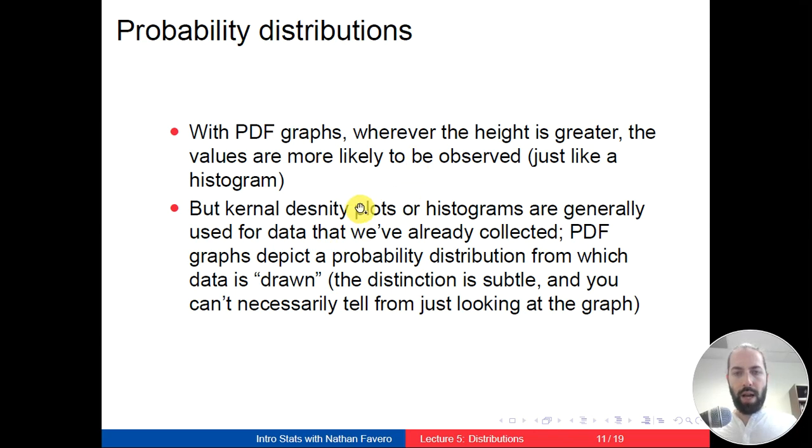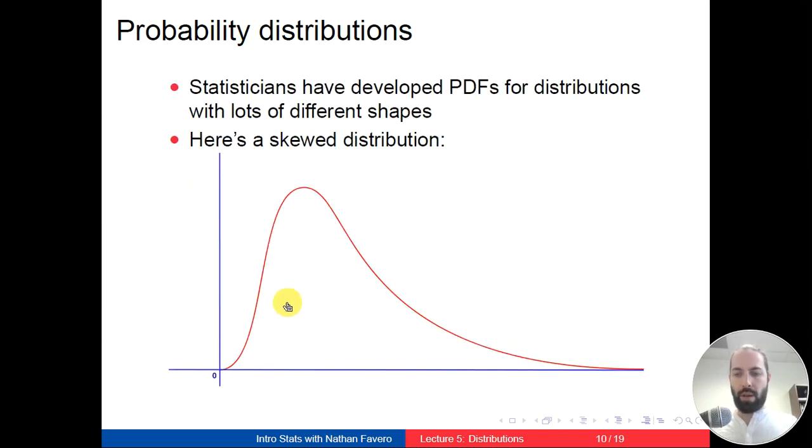But kernel density plots or histograms are usually describing data that we've already collected, whereas a PDF graph is going to depict probability distributions about what, for example, is likely to occur in the future. We often use this phrase, taking draws from a distribution, right? The data is drawn from a distribution. So this distinction is maybe a little bit subtle, and you can't necessarily tell from looking at a graph whether it is a kernel density plot, for example, or a PDF graph, unless somebody tells you, right? You might have to read the titles or the descriptions of the graph to be able to figure it out.